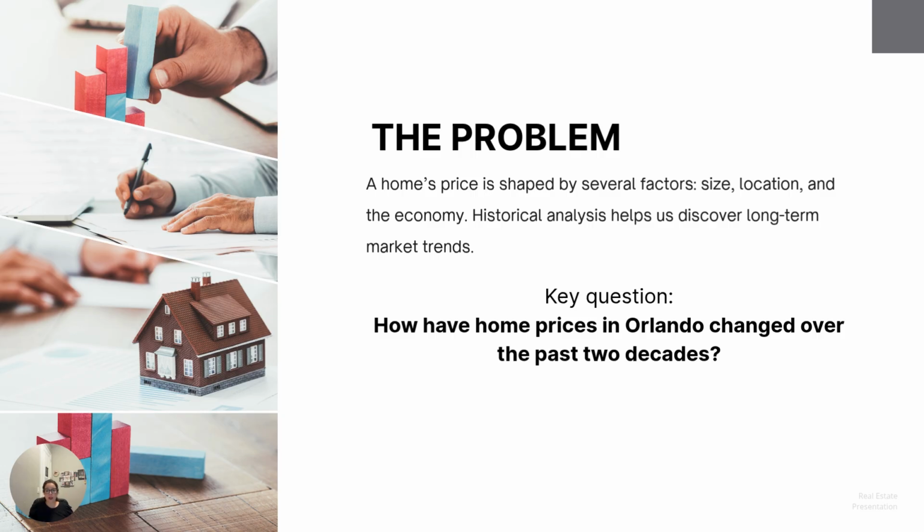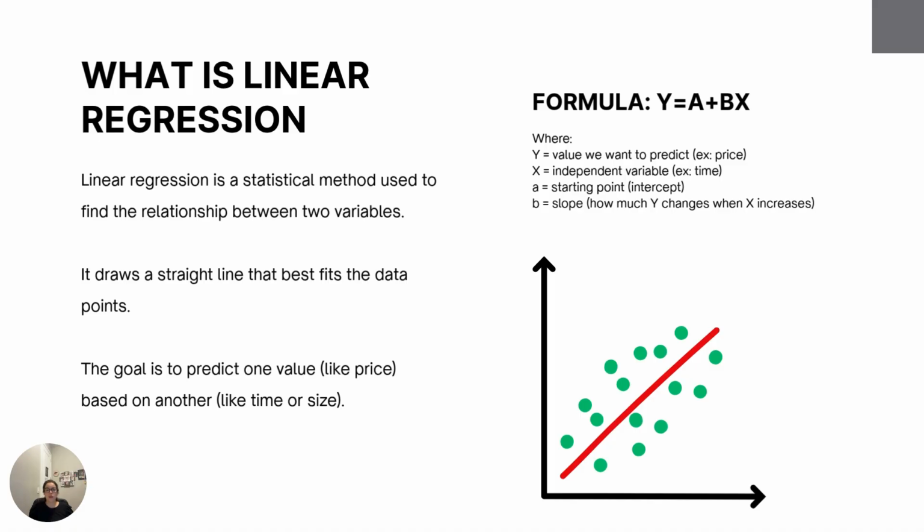This is where linear regression comes in. It helps us identify and quantify that long-term trend. So, what is linear regression in simple words? Let's imagine we have a graph full of little points, each one showing the price of a house in a certain year. Some of those points are higher, some are lower, and together they look a bit scattered.